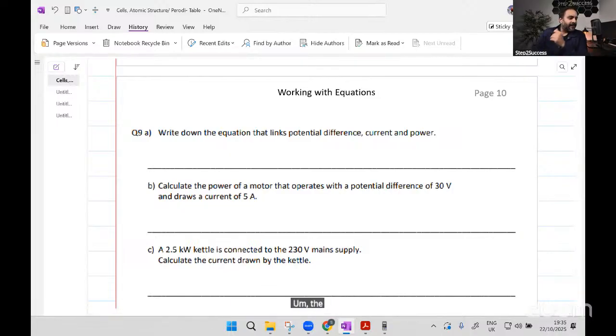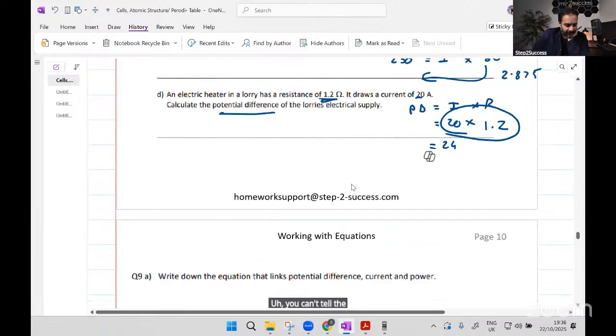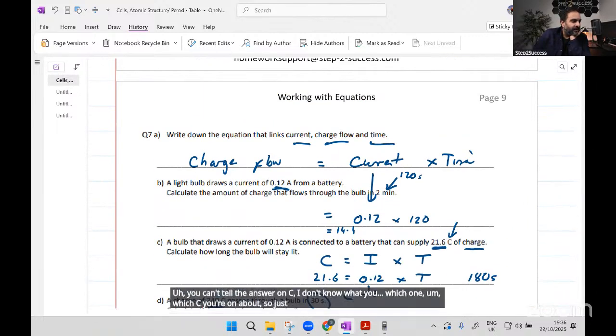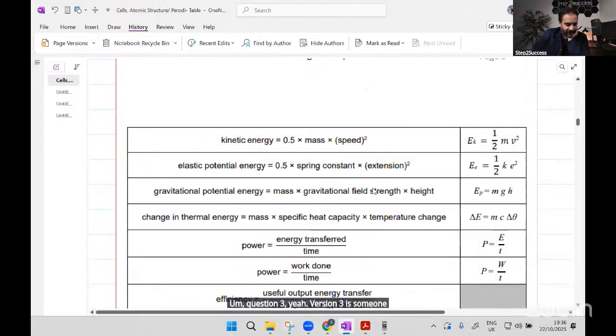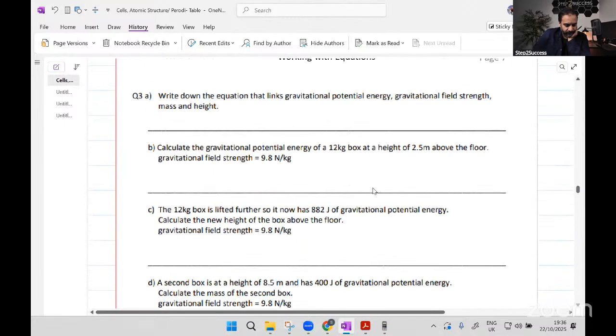The topic is physics, but physics involves a lot of maths. You can't tell the answer on C. I don't know which C you're on about, so just tell me again. Question 3, someone has mentioned. Hmm. I'm not going to do that.